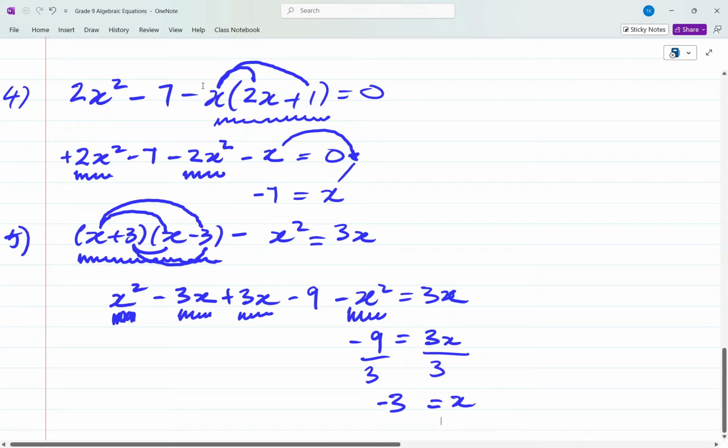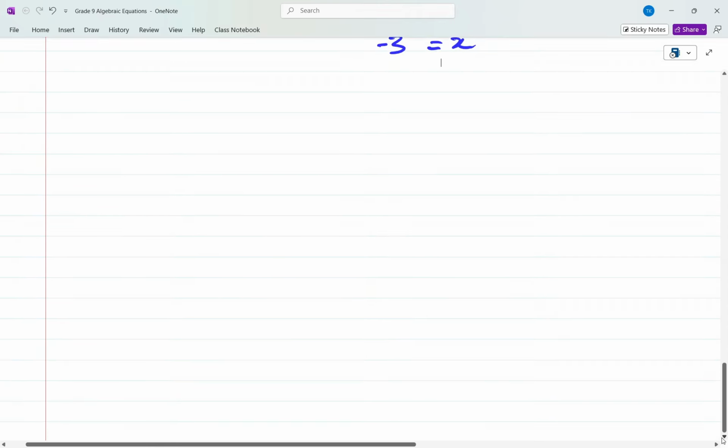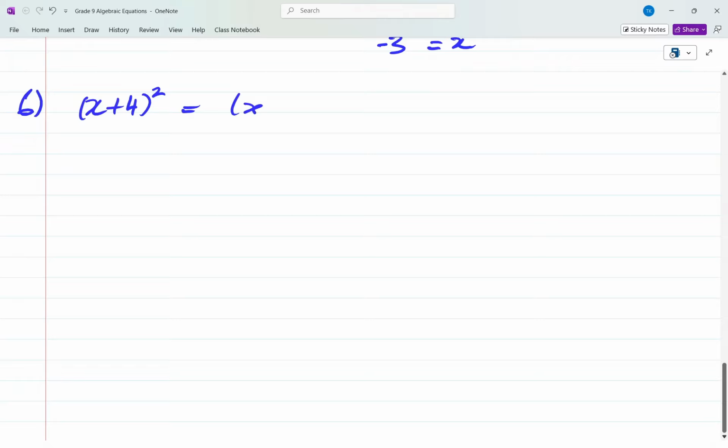Okay, one last question, which is number 6. We have x plus 4 squared, and then on the right hand side we have x minus 3 squared. Okay, you are probably asking yourself, where are you going to use distributive property? You're going to use it here.